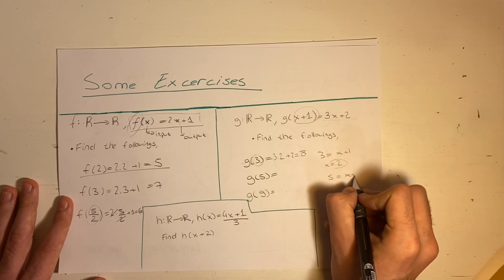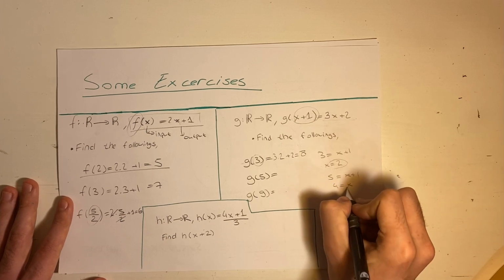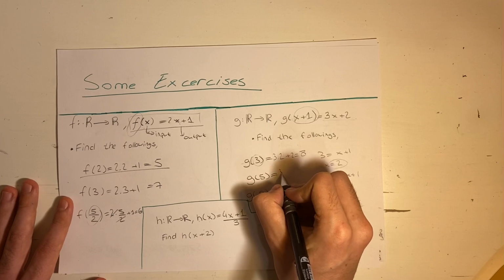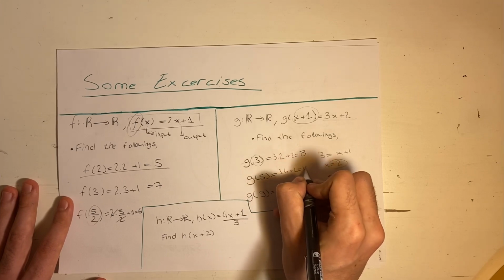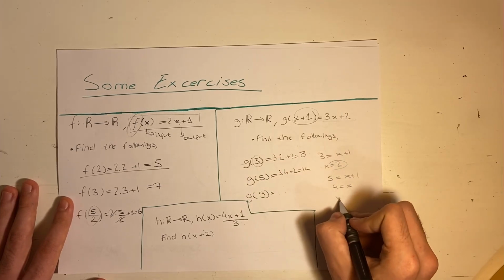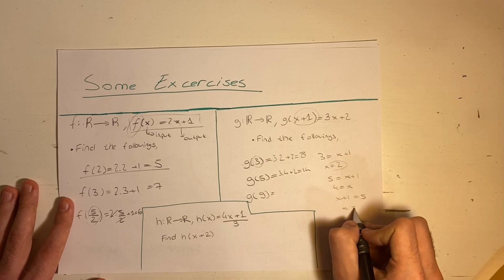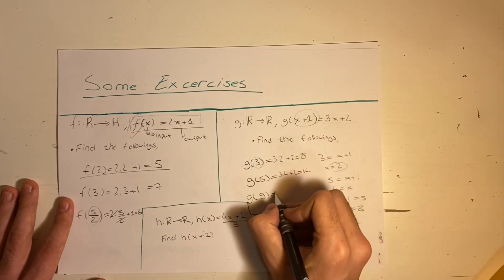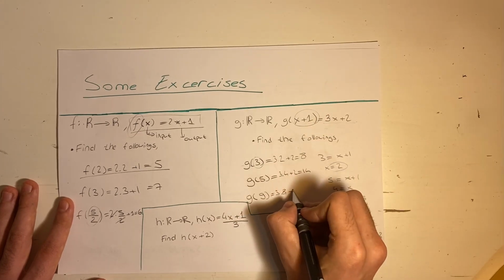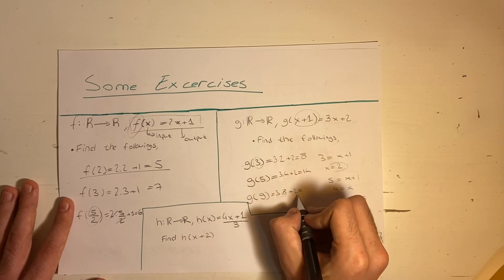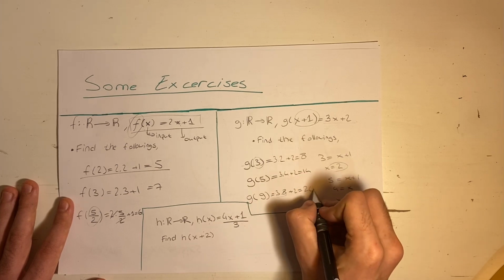For 5, 5 is equal to x plus 1, so 4 is equal to x. So 3 times 4 plus 2 is 14. For 9, x plus 1 is 9, so x is 8. We need to write 8 instead of x. So we would get 24 plus 2, 26.